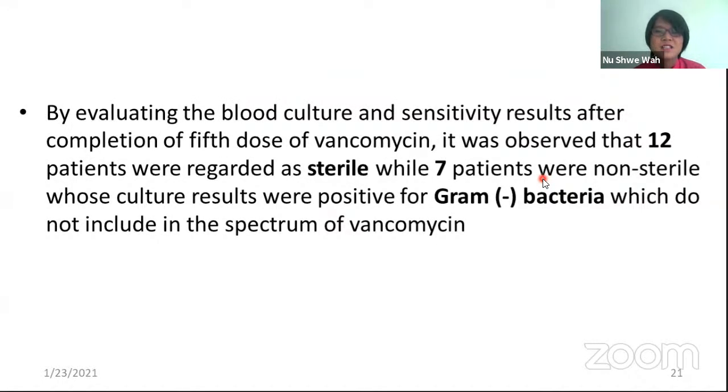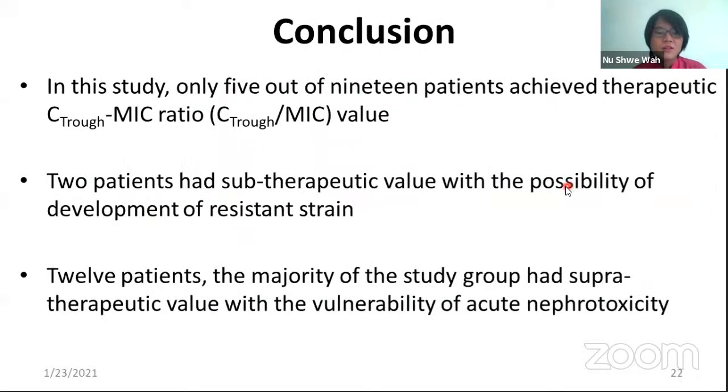Evaluating the blood culture and sensitivity, 12 patients were regarded as sterile after completion of the 5th dose of vancomycin, and 7 patients were positive for gram-negative bacteria, which do not fall under the spectrum of vancomycin activity. In conclusion, in this study, only 5 out of 19 patients achieved therapeutic CTRAF MIC ratio value, whereas 2 patients had subtherapeutic value with the possibility of development of resistant strain, and the majority of the study group, 12 patients, had supratherapeutic value with vulnerability to acute nephrotoxicity.